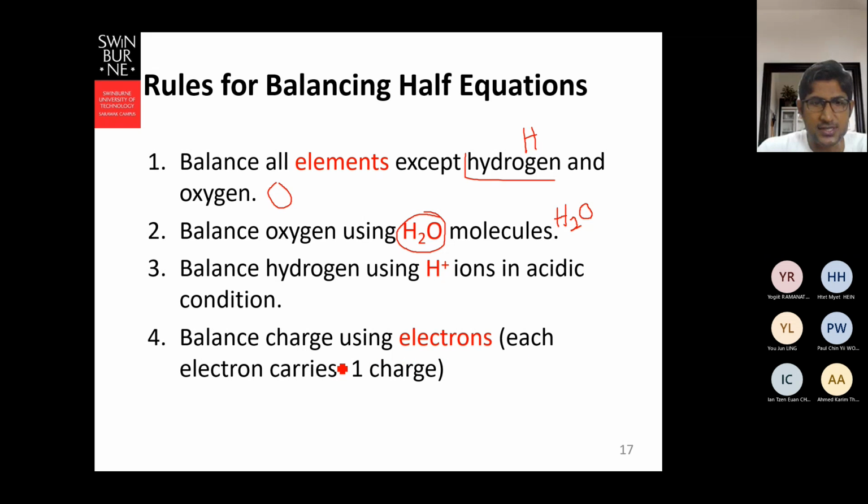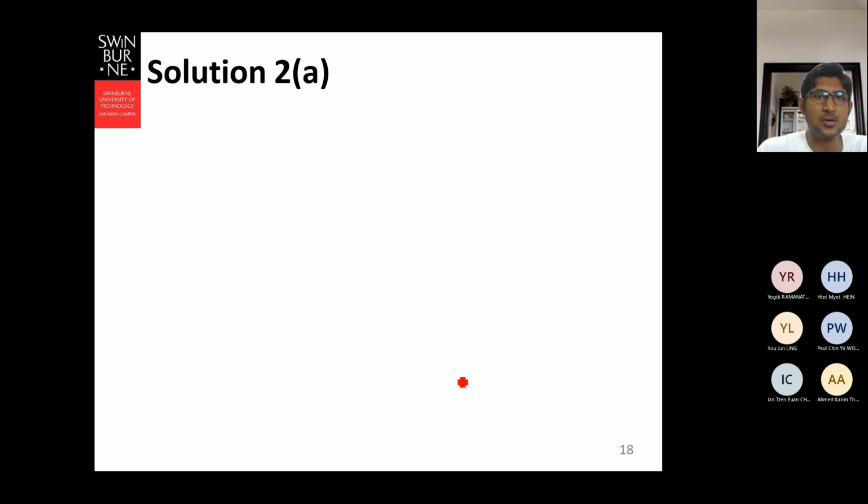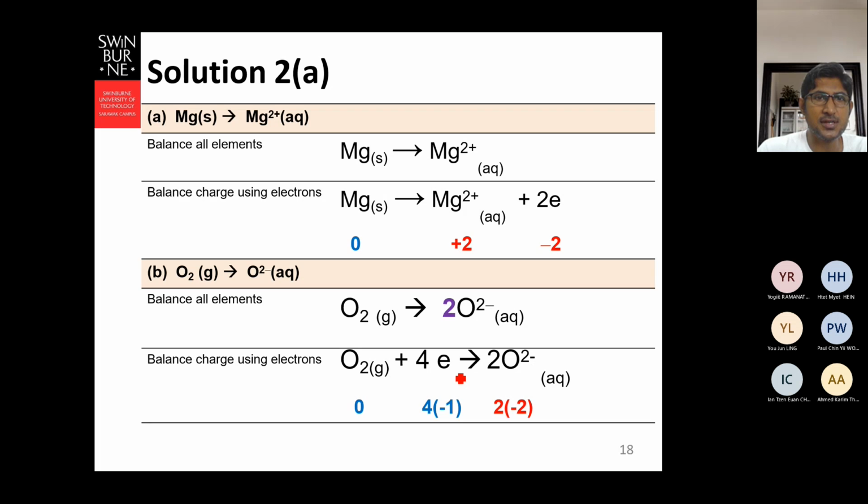Balance the charge using electrons. Each electron carries -1 charge. Okay, each electron will be equal to -1 charge. So electron is shown in this way, and it carries -1 charge. So we have to balance on both sides so that the number of electrons is the same. All right.